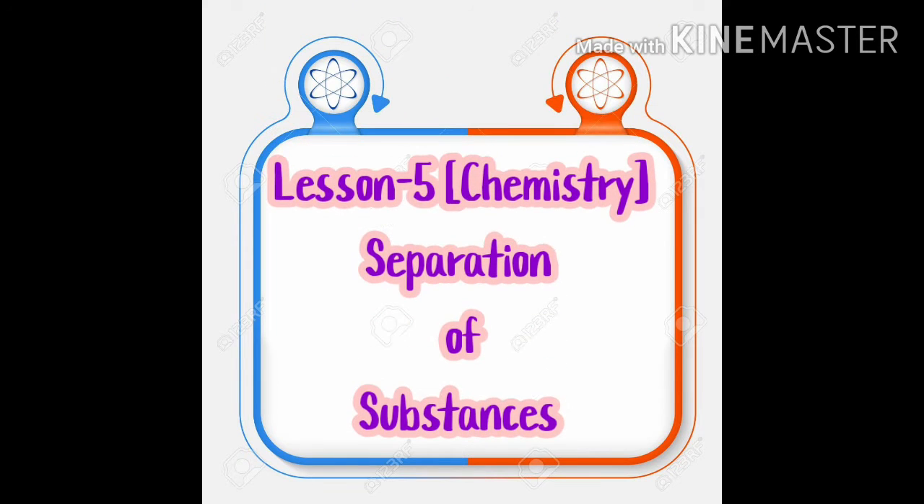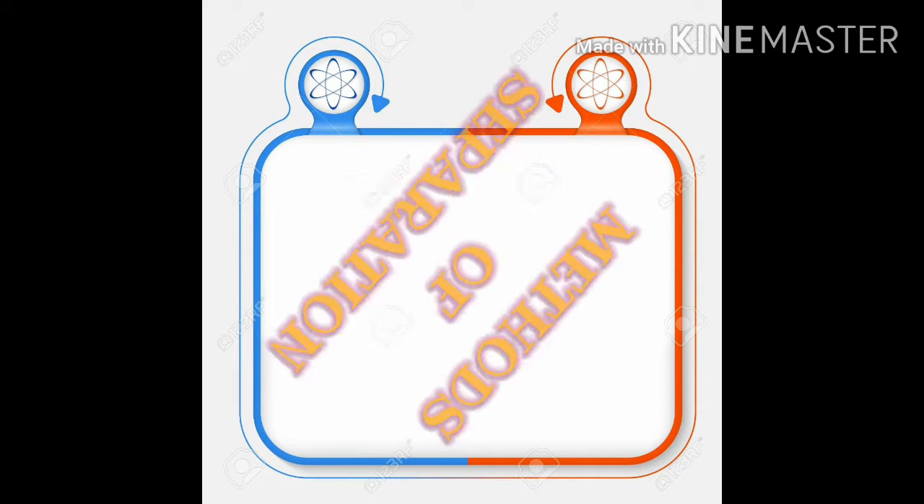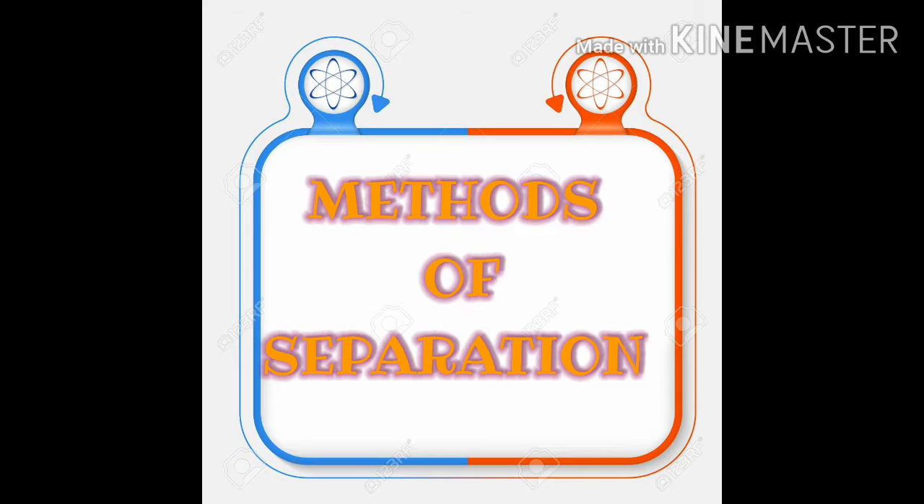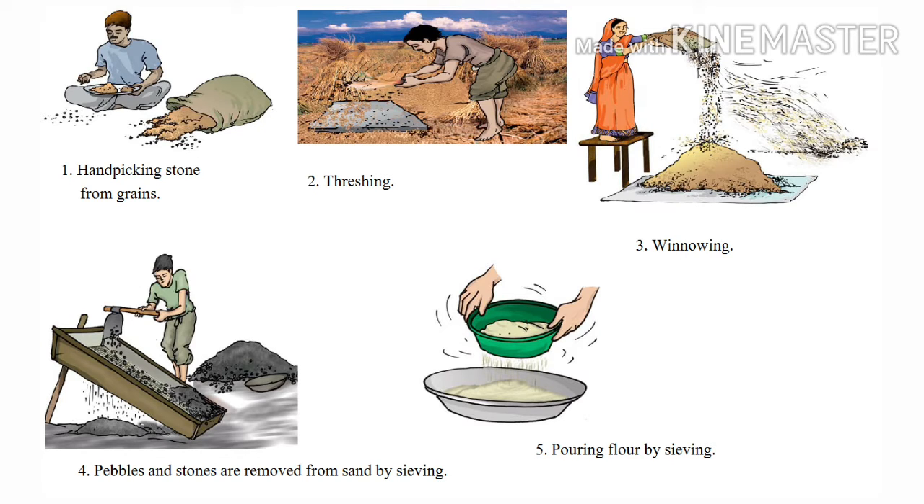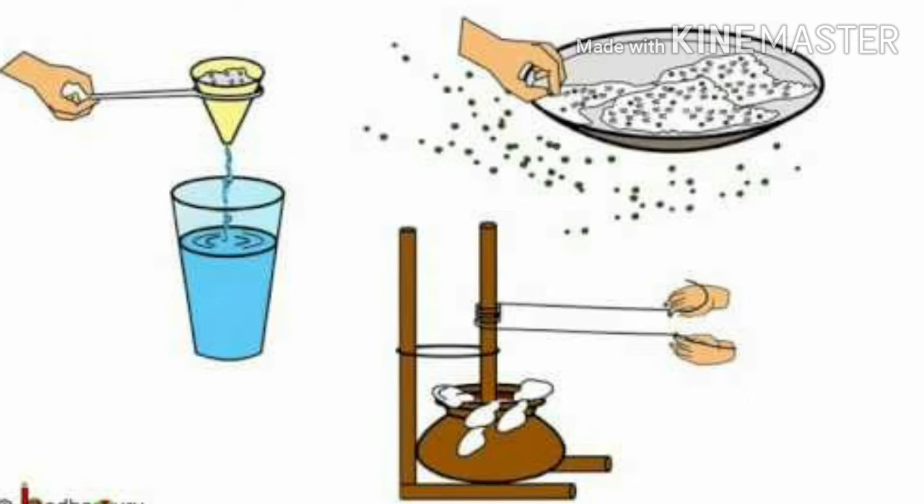Let's continue our lesson in chemistry, lesson 5, separation of substances. And today we will learn about different methods of separation. In order to separate a mixture, there are several methods which can be used depending on the type of mixture and its components. So let us study the simple methods used to separate substances that are mixed together.